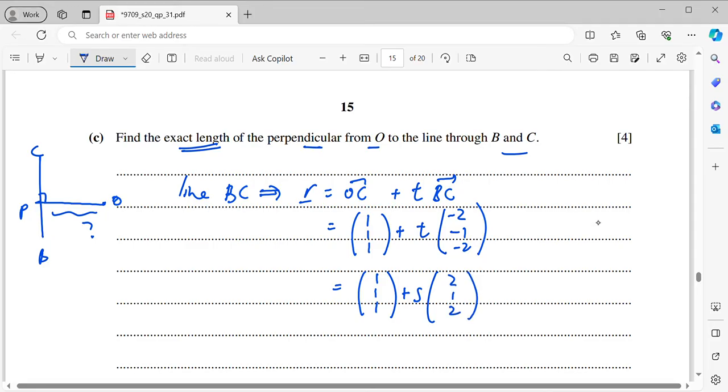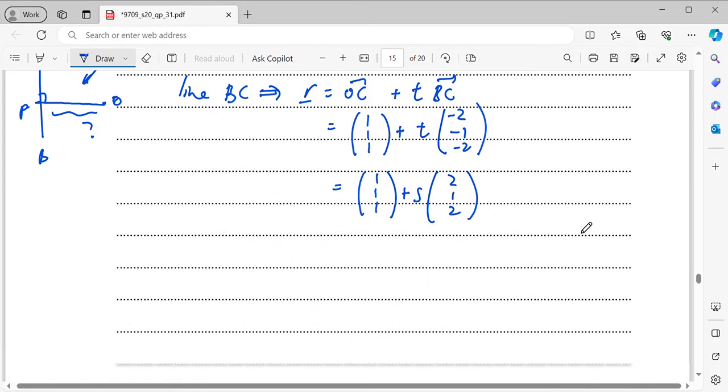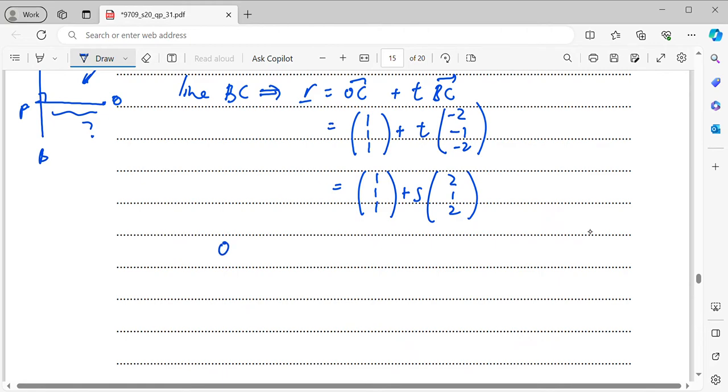Okay, so from the diagram, we know that OP is perpendicular to BC, right? That means P lies on the line BC. That means OP is r on BC.